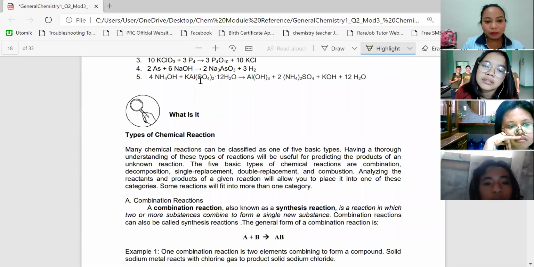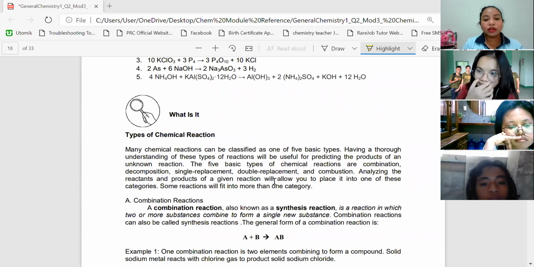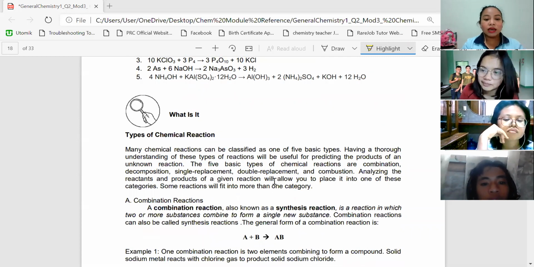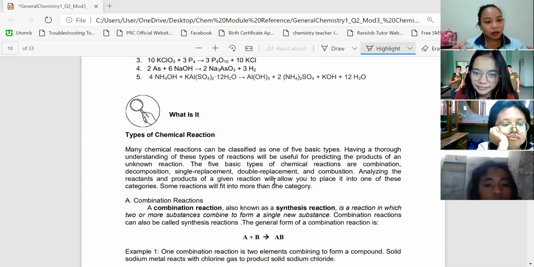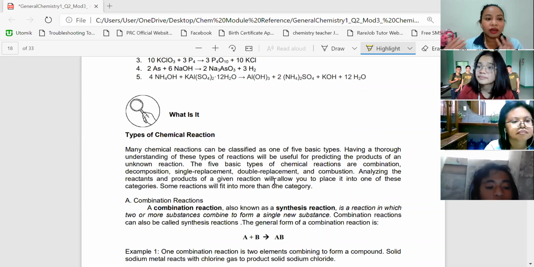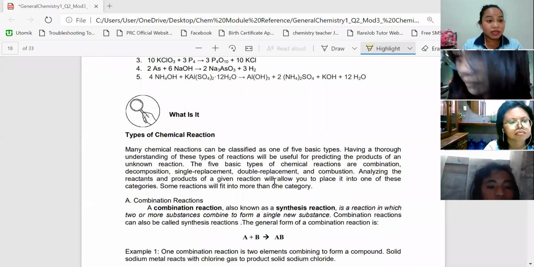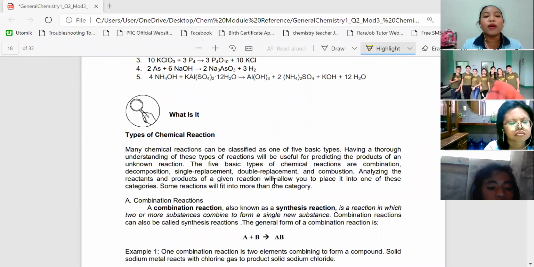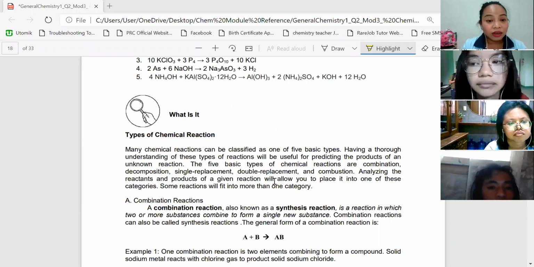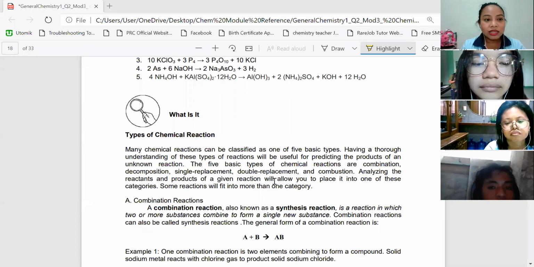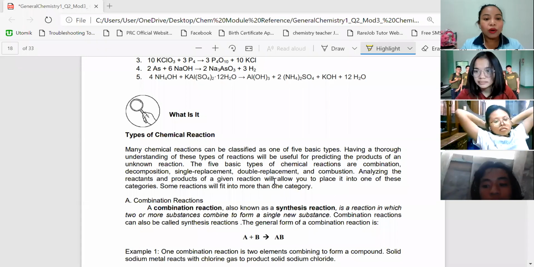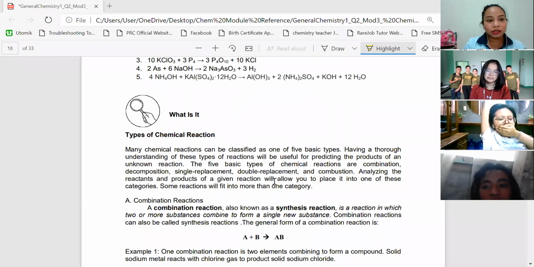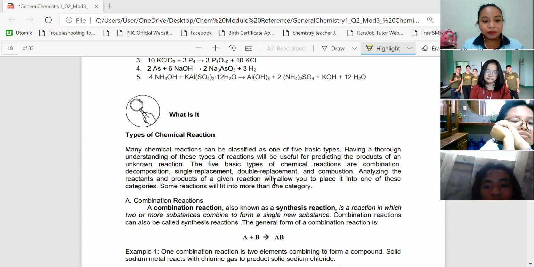So what is a chemical reaction? A chemical reaction is a combination of substances rearranging their chemical structure, and then you have a new product or a new substance as a result of the interaction. We call it the chemical reaction. The chemical reaction is presented in a chemical reaction equation where you have your reactant and the product. So there are different types of chemical reaction.